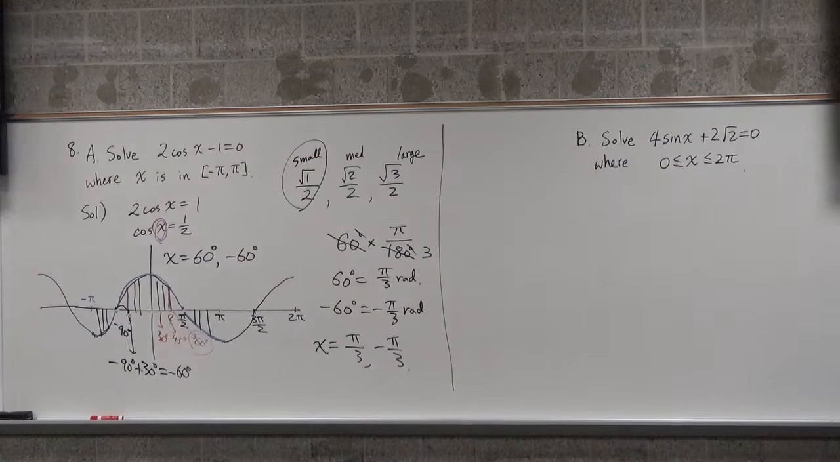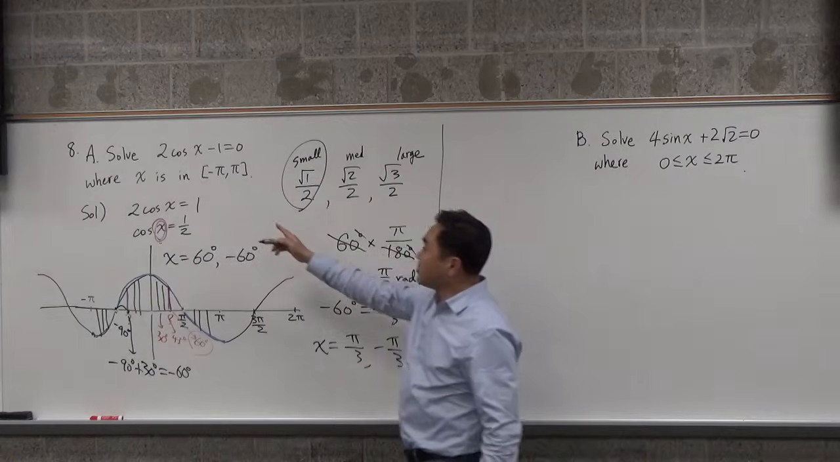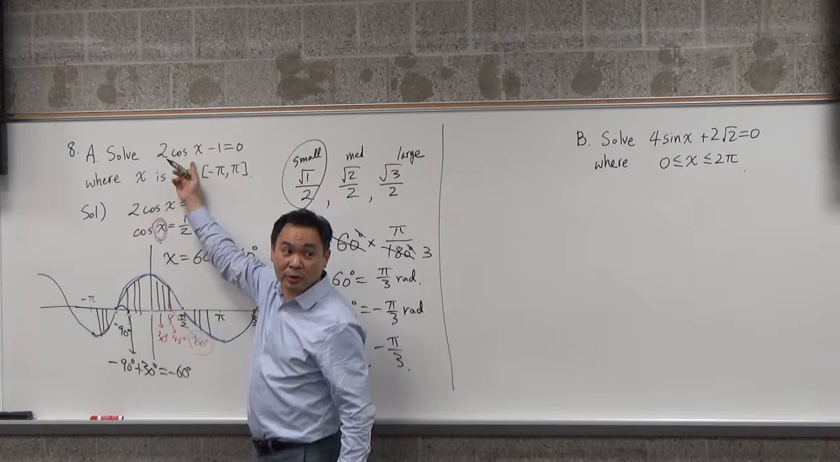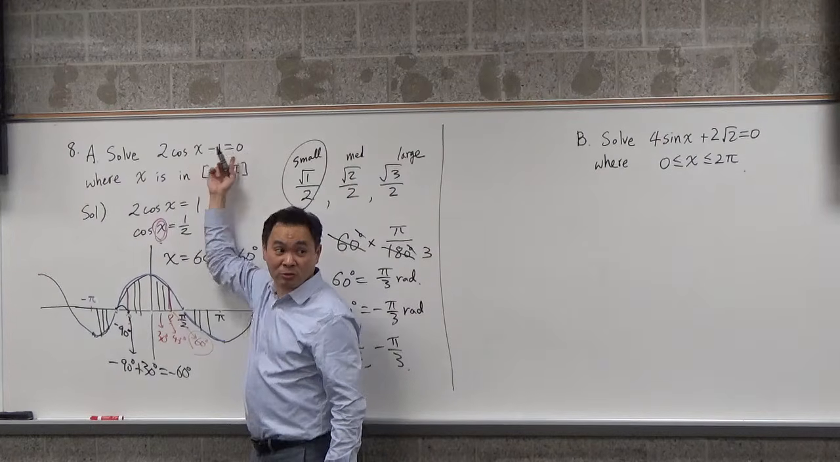Yes? So you would solve... Oh wait, no, never mind. We were looking for the x value that would make this true. And if x is pi over 3 or negative pi over 3, this will compute to 0. Okay. All right.